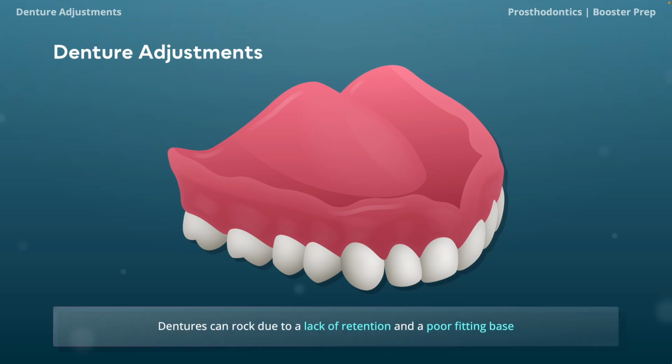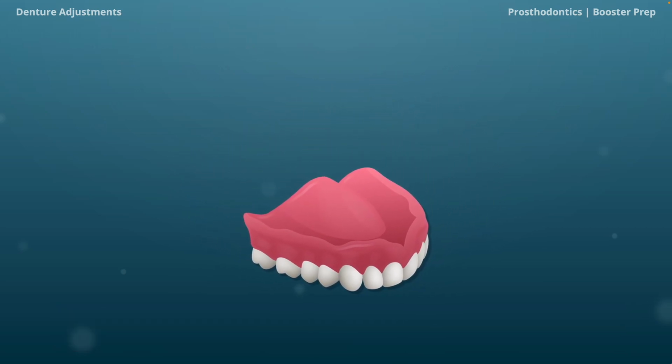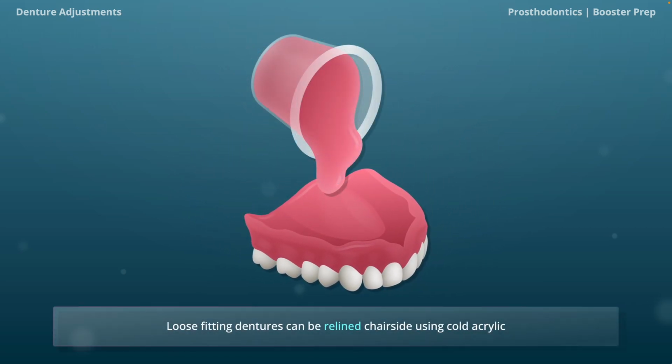So just remember that ill-fitting dentures will typically rock either due to a lack of retention or a poor fitting base, and oftentimes both. And if the intaglio fit is really bad, then we can reline the denture using some good old chairside cold acrylic resin.